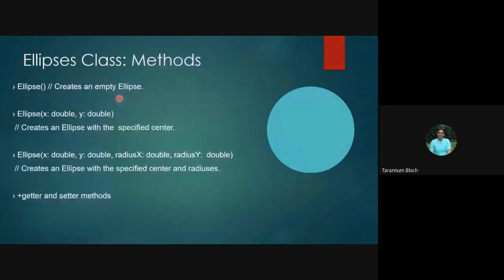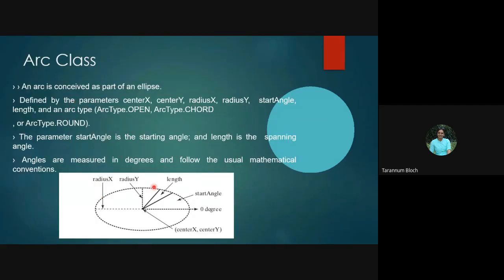So this is ellipse, right? We have the ellipse constructor. We can create an ellipse with x, y, radius x and radius y. And we have all the getter and setter methods for the ellipse. Fine. We do have arc also. What is arc?